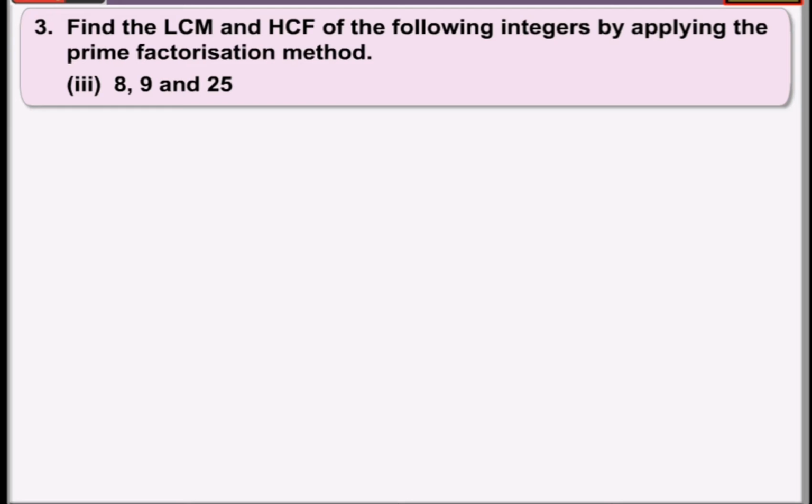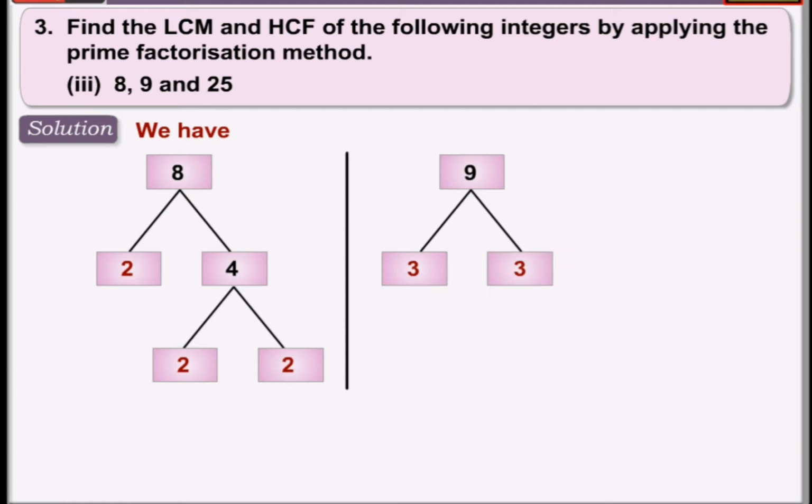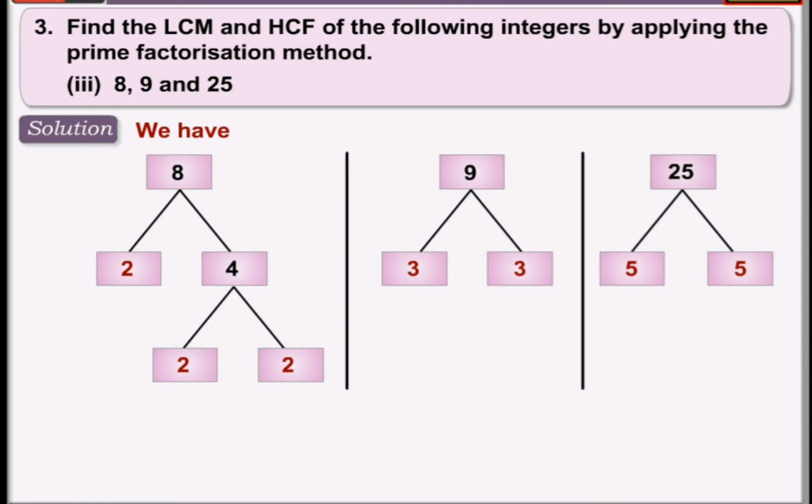Number 3: 8, 9 and 25. Solution. Now we have factors of 8 are 2 and 4. Factors of 4 are 2 and 2. Factors of 9 are 3 and 3. Factors of 25 are 5 into 5. So 8 is equal to 2 into 2 into 2. So 9 is equal to 3 into 3. So 25 is 5 into 5.